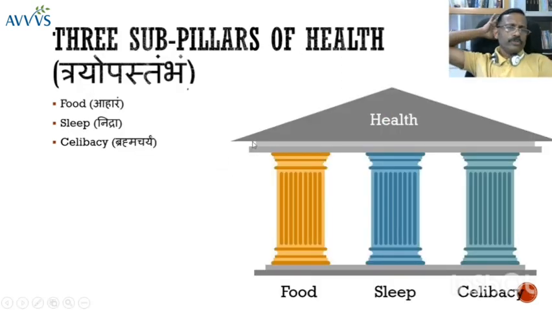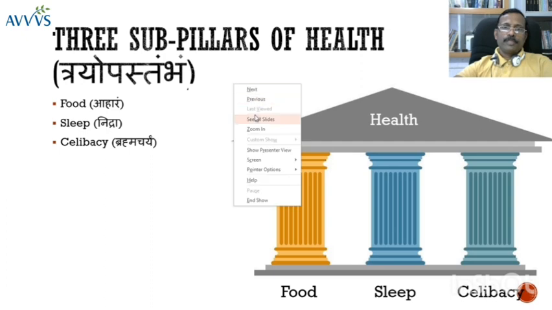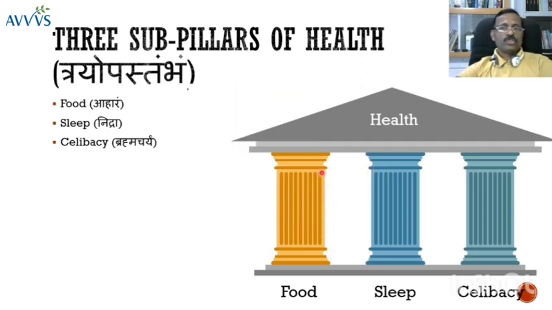Now we will move on to another area in this chapter, that is the concept of Traya Upastambham. Traya Upastambham means 3 sub-pillars which support proper health. The 3 things are Aharam, Nidra and Brahmacharyam. The first 2 terms we are very familiar with, but this term Brahmacharyam is somewhat a controversial idea.